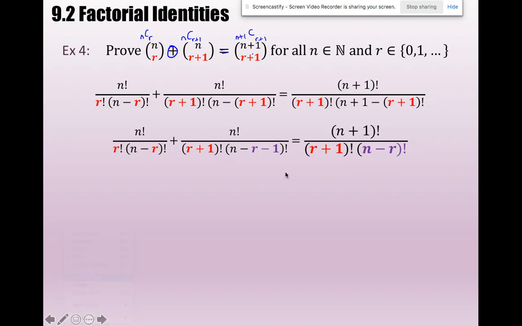Now, I did change, but I just simplified this. So I'm not really manipulating this yet. I just distributed my r and my 1. So this is my plus 1 and minus 1 here. That's where I got this n minus r factorial. And I did the same thing here. I didn't manipulate, I just distributed and combined.